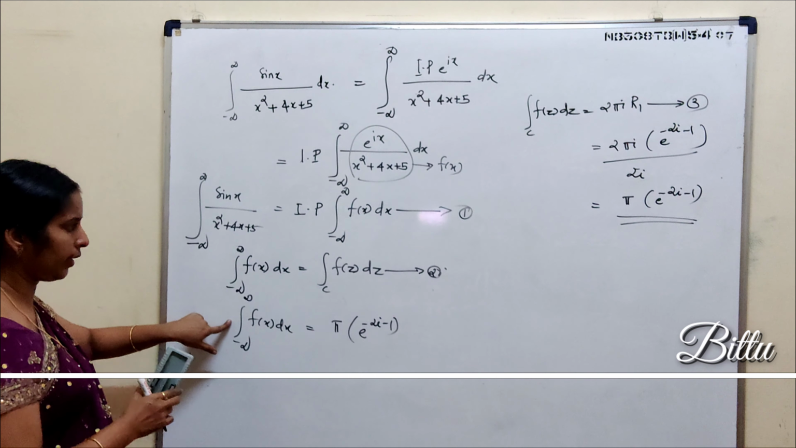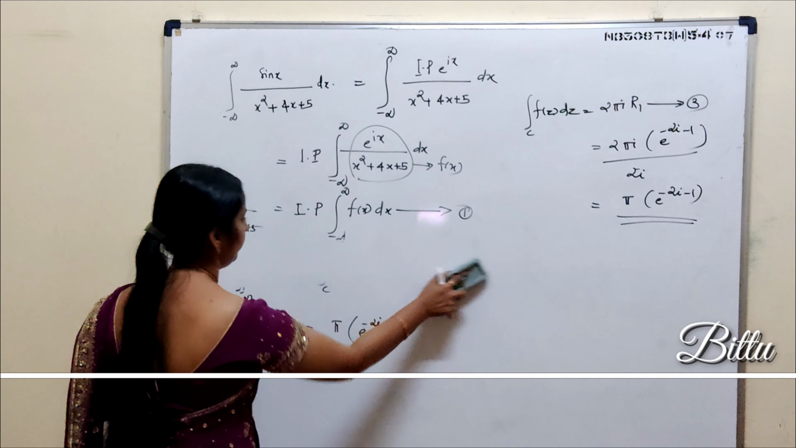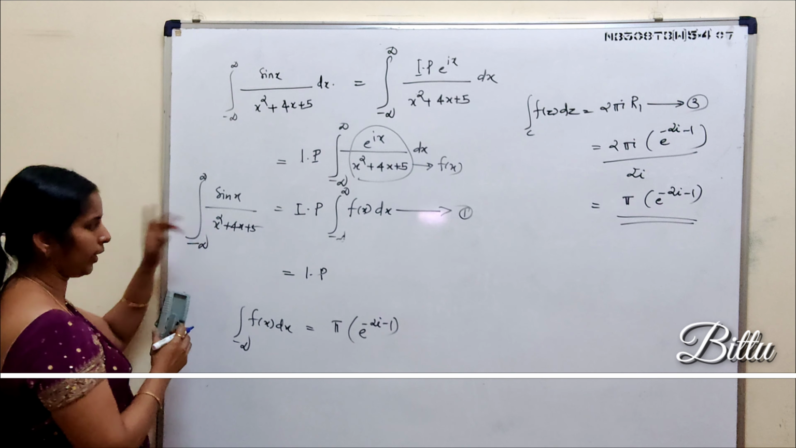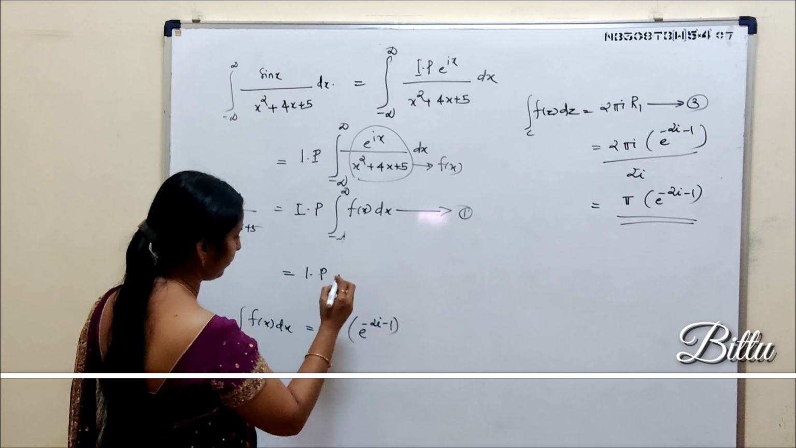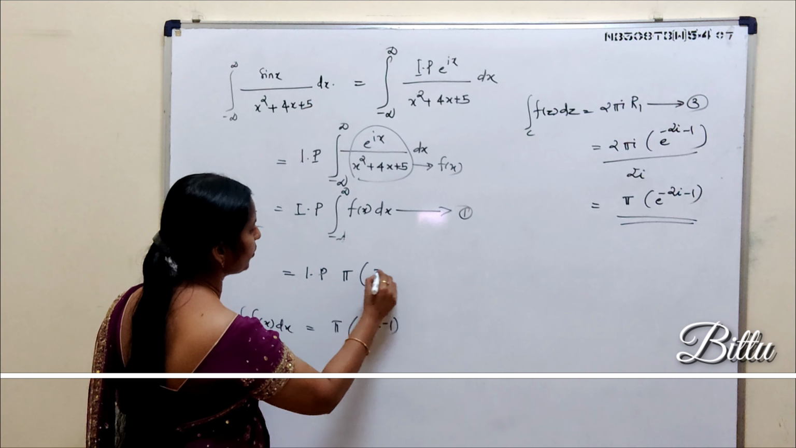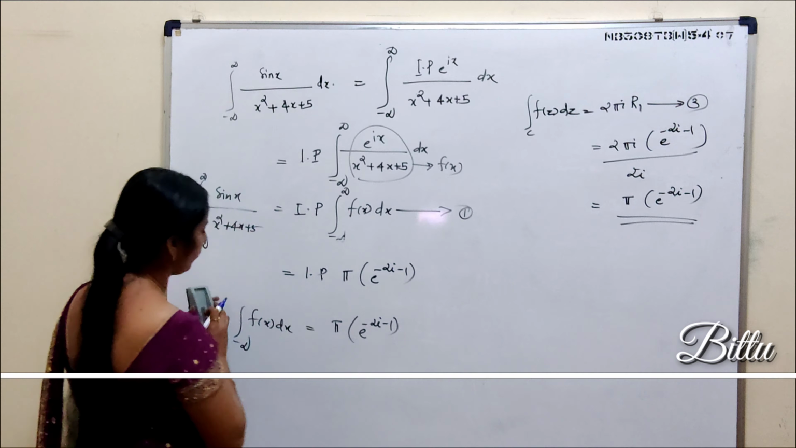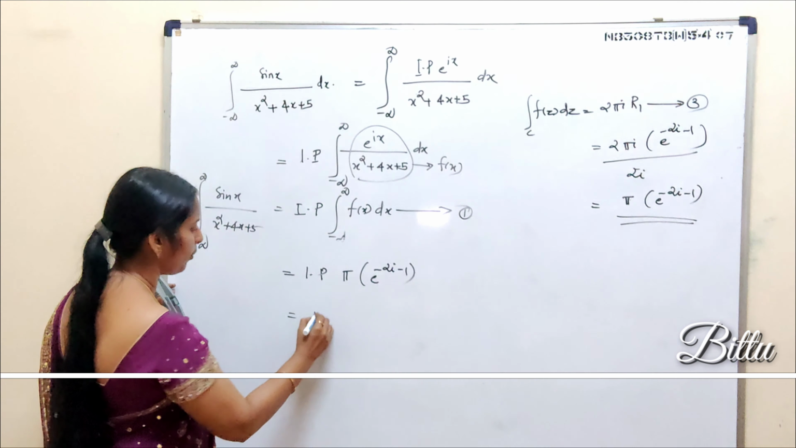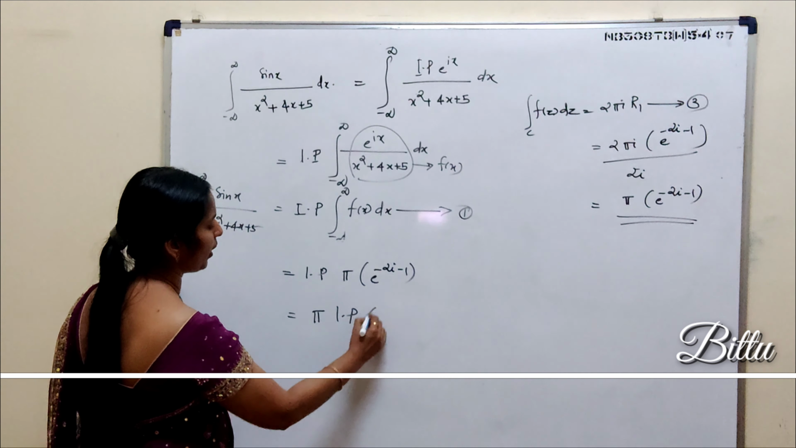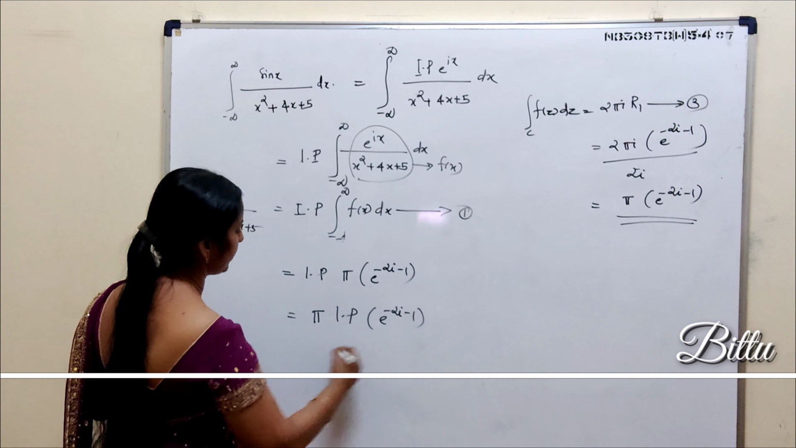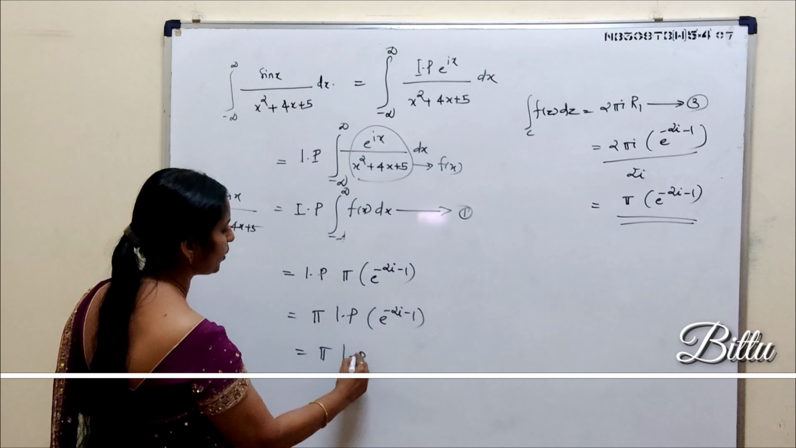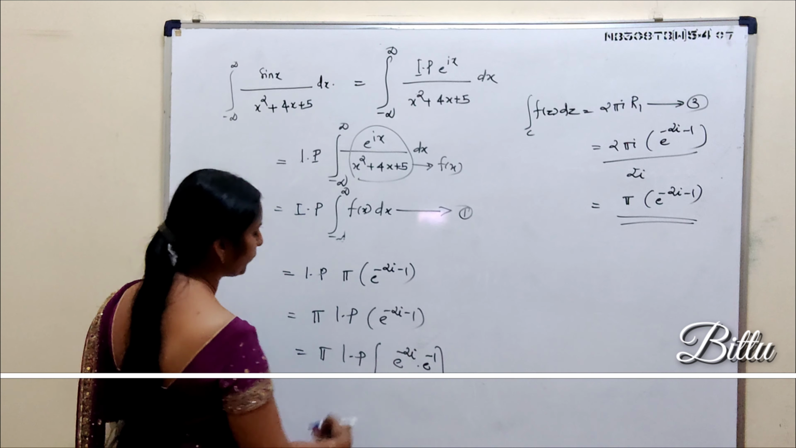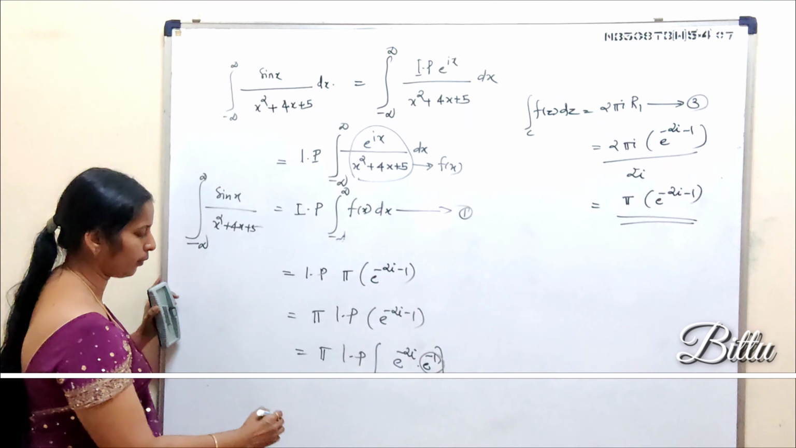Next you put this integral in equation number 1. It is the imaginary part of, this is the required answer, imaginary part of pi into e raised to minus 2i minus 1. Next we have to find the imaginary part. You take the constant outside: pi into imaginary part of e raised to minus 2i minus 1. That is pi into imaginary part of e raised to minus 2i into e raised to minus 1. It is a constant, so you take it outside.